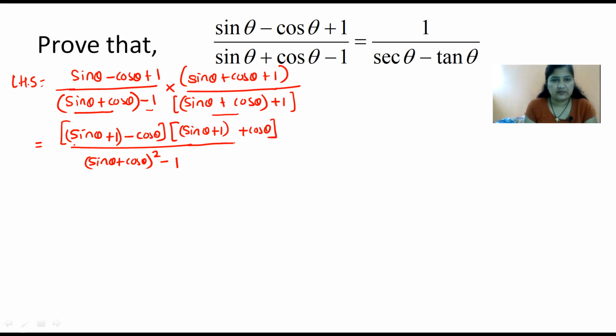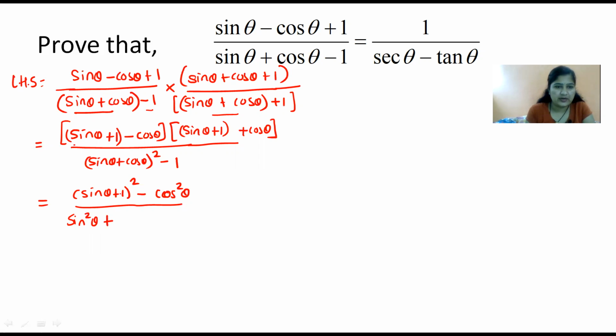Okay. Now see here, this is sin theta plus 1 minus cos theta, sin theta plus 1 plus cos theta. This is a minus b and a plus b, so here we can write a square minus b square. So this is (sin theta plus 1) square minus b square, where b is cos theta and its square is cos square theta, upon (sin theta plus cos theta) square. So this is sin square theta plus cos square theta plus 2 sin theta cos theta minus 1 as it is. Again, sin square theta plus cos square theta is 1.